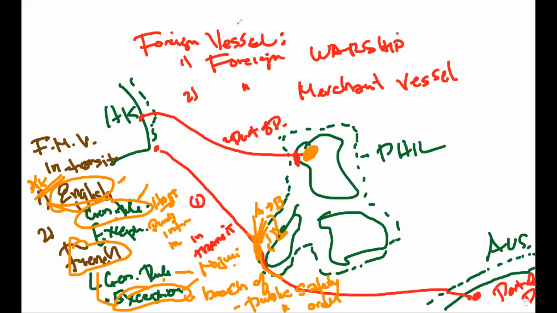Okay, question, sir. Paano, sir, kung ang nakalatag dito ay isang warship, 7th Fleet ng US military? Dito siya. No? And A killed B. That vessel is docked in Subic. Do we have jurisdiction to try the case?